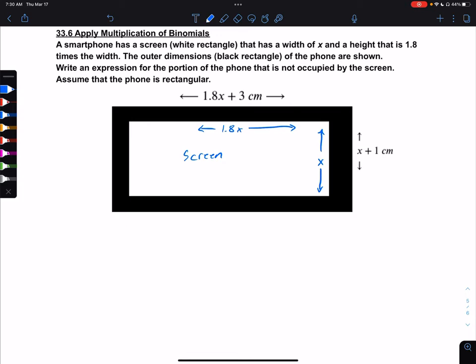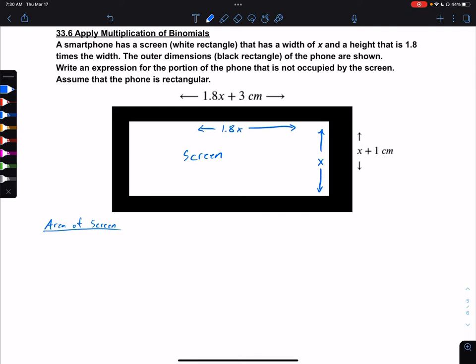So write an expression for the portion of the phone that is not occupied by the screen. So we're looking for the area or the portion of the phone where this black shaded region is. And then we're going to assume the phone is rectangular. That's kind of important. So a couple of things we need to figure out. We need the area of the screen. So let's start with that.